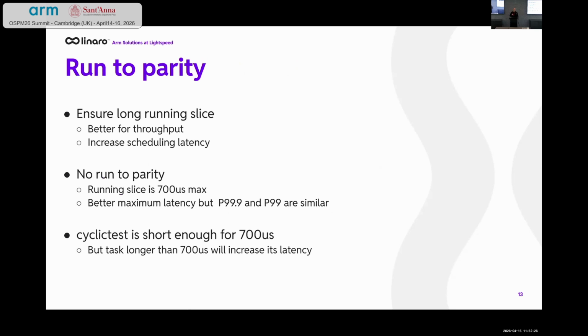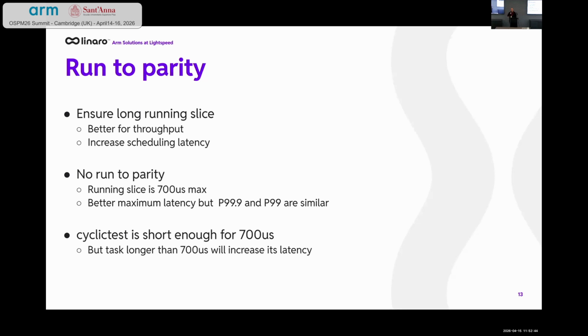I have mentioned run to parity quite a lot. Run to parity helps us ensure some longer running slices and minimize the context switch overhead. So for throughput, it's better, but it increases the scheduling latency.